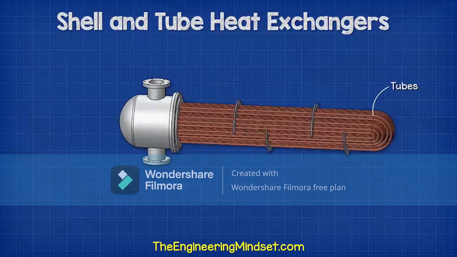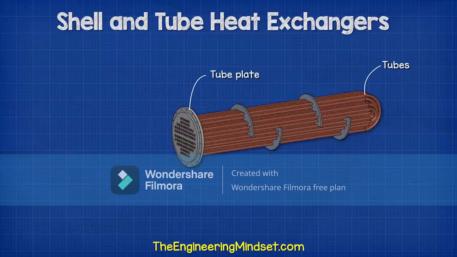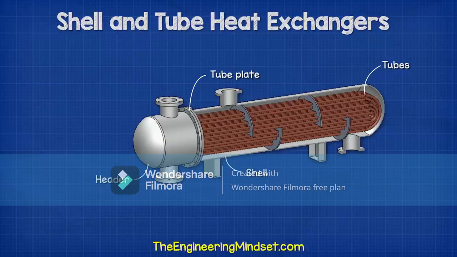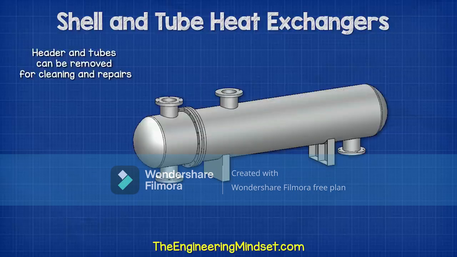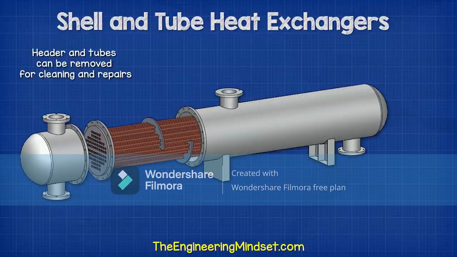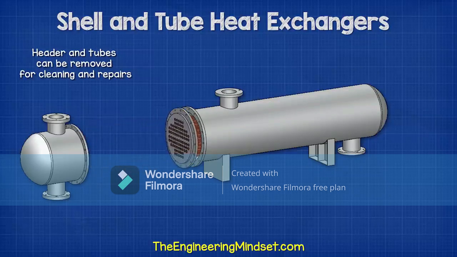These bend and loop around to start and finish at the tube plate, which sits between the shell and the header. The tubes will usually also pass through some baffles, which are sheets of metal. We will see how these work in just a moment. The header, as well as the tubes, can be removed for cleaning, repairs, and maintenance.